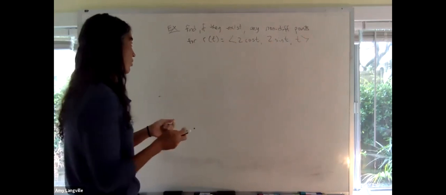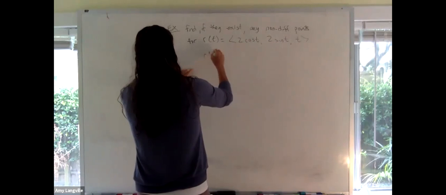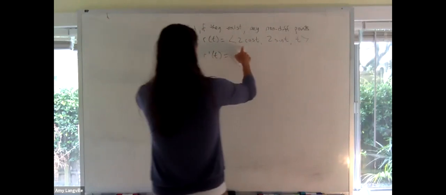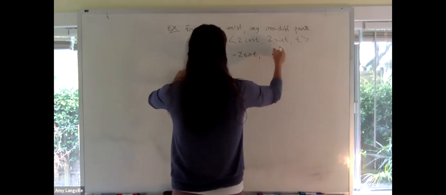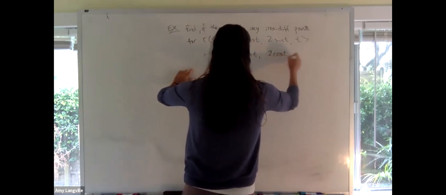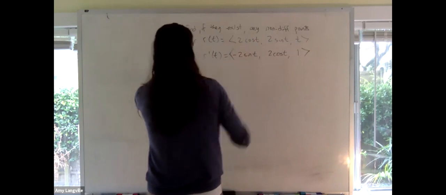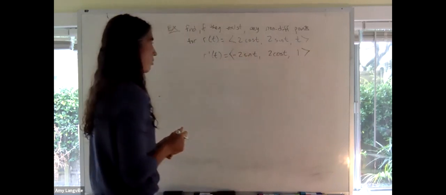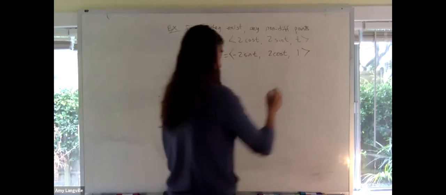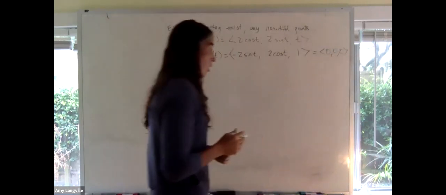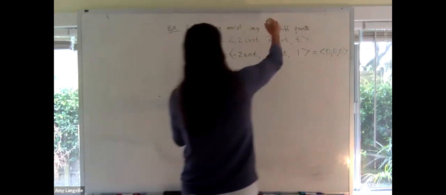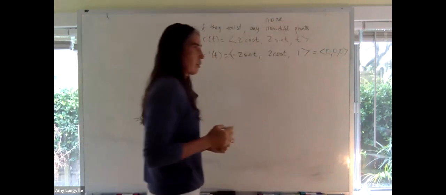So let's go ahead and take a derivative, set it to 0. And let's see, derivative of cosine is minus sine, so minus 2 sine t. Derivative of sine is cosine, so 2 cosine t, and 1. Are there any non-differentiable points on this? Is there any value of t that's ever going to make this equal 0, 0, 0? No, so none exist. And again, think about that visually.